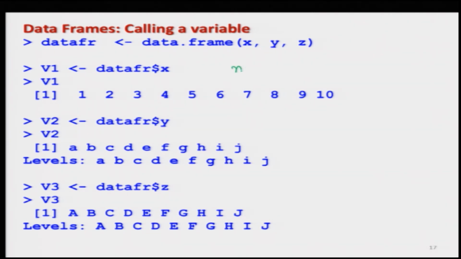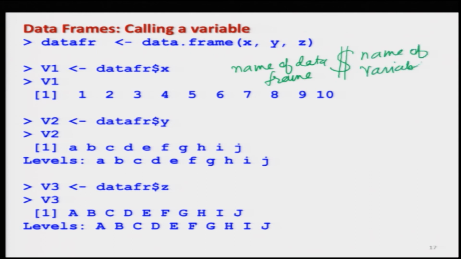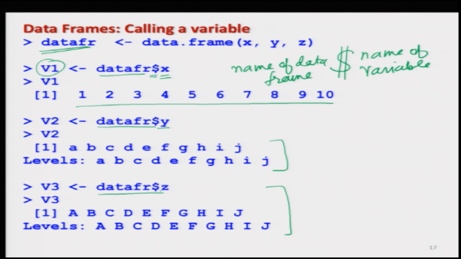Then the rule is you have to write down the name of the data frame, then the dollar sign, and then the name of the variable. For example, in this case my data frame name is dataFR. So this is dataFR$ and suppose I want to extract the information on the first variable x. So this is the name of the variable x, and this is my outcome which I have stored in a new variable, say v1. Similarly, for variable y, dataFR$y will give me the information on the second variable y like this, and similarly for the third variable I can write dataFR$z, and it will give me the same information.